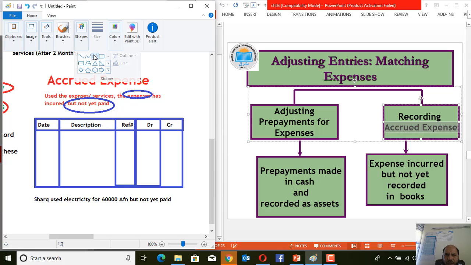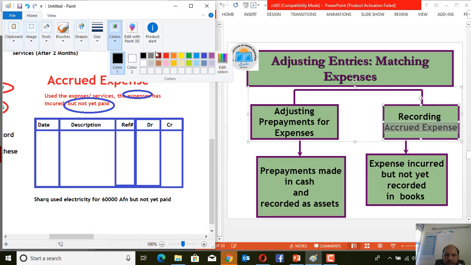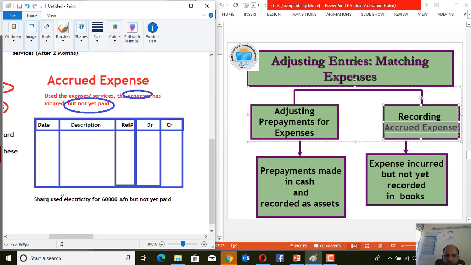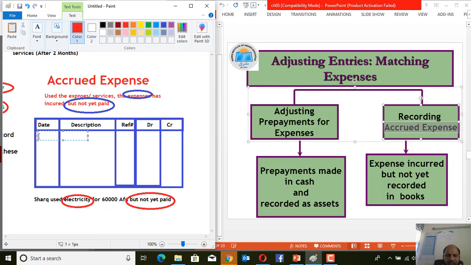So see dear students, Sharq used the electricity, okay, very good, but has not yet paid. So this means the expense has occurred, but we haven't paid the money. So let's record this transaction. This is again January 1st, and in this January we have used the electricity.